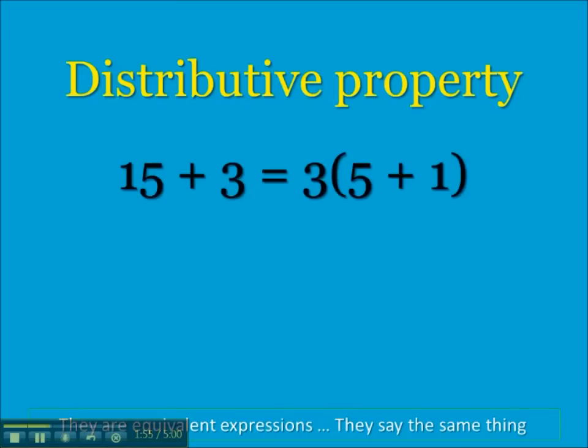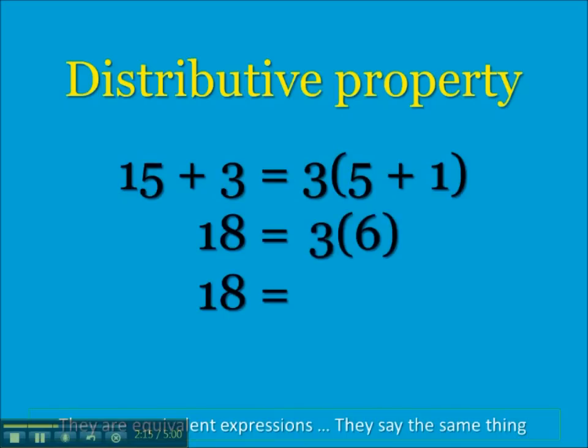Let's try this one. 15 plus 3 and 3 times 5 plus 1. Let's see. Well, 15 plus 3 is 18. Over here on the other side, 3 times 5 plus 1. Well, 5 plus 1 is 6, and 3 times 6 is 18, so yes, it is equal. They are equivalent expressions.